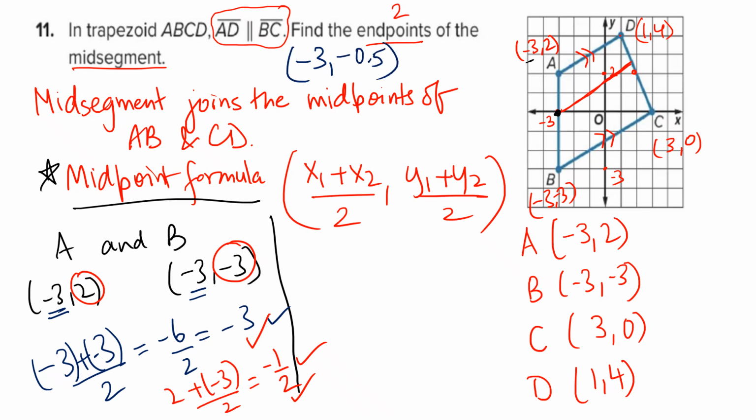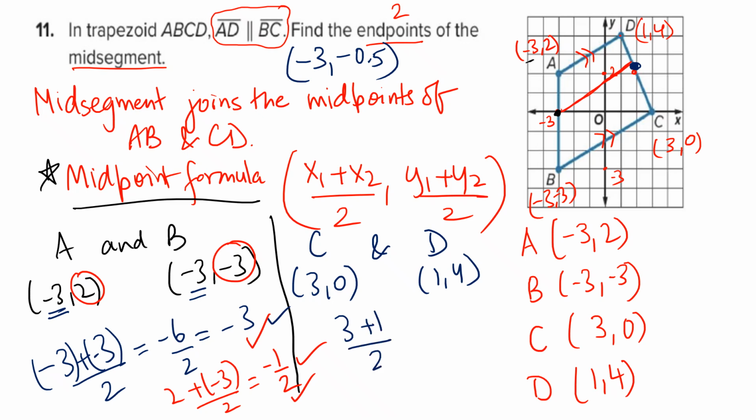Now I need to find the second one, which is this point, between C and D. So therefore I have to find the midpoint of C and D. Let's write the point again. C is 3 comma 0. D is 1 comma 4. So let's find the midpoint. So 3 plus 1 by 2, 0 plus 4 by 2. I'm using the midpoint formula. So 3 plus 1, 4 divided by 2, this is 2. And 4 divided by 2 is again 2.